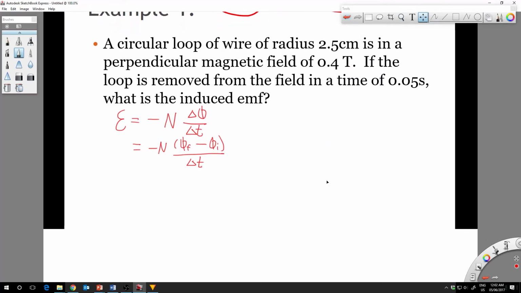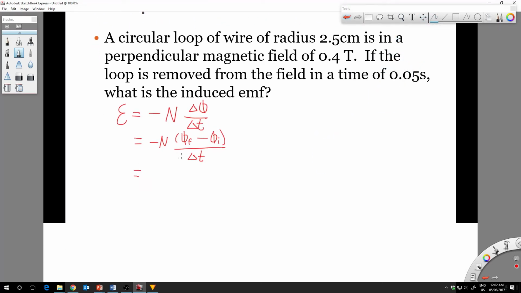And the great thing about this particular question is that you know what your final flux is. We have one loop, so we'll just go negative 1. Our final flux is 0 because the question tells us that we've removed the loop. The initial flux can be calculated as B perpendicular times the area, and then we have a time of 0.05 seconds. B perpendicular area is our magnetic field, 0.4 Teslas, times the surface area. In this case, we have a circle, so the surface area is pi times the radius squared.